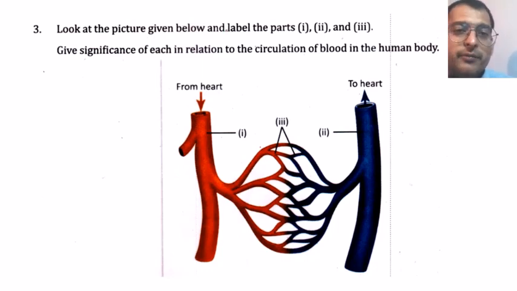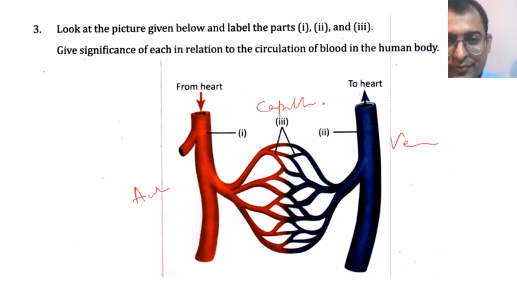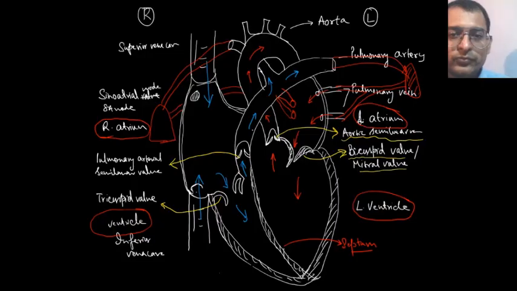Look at the picture given below and label the parts 1, 2, 3. Give the significance of each in relation to human blood circulation. From the heart, what you are seeing, the red ones are the arteries, the blue ones are the veins, and in between you have the capillaries. Okay, and what is the significance? Of course, you know the arteries are going to carry the oxygenated blood, veins are carrying deoxygenated blood, and the capillaries are helping in the diffusion of oxygen and nutrients around the tissues.